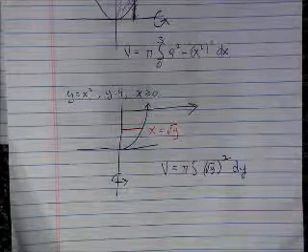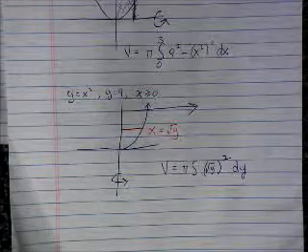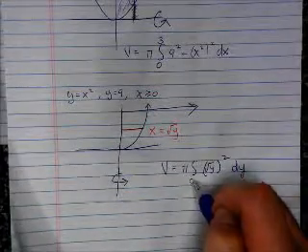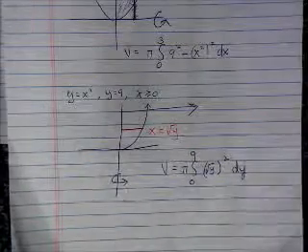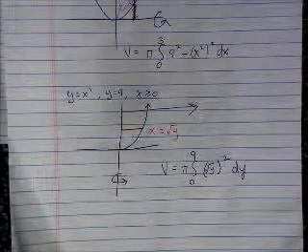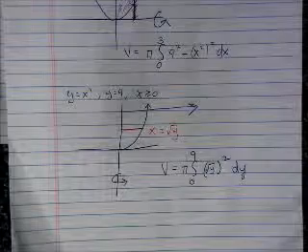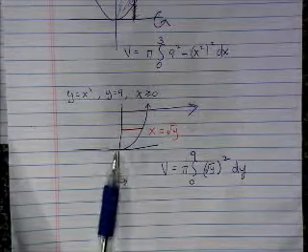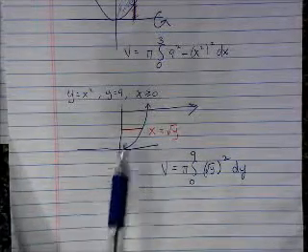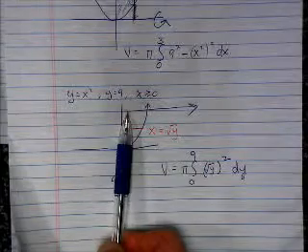What are my bounds of integration? 0 to 9. Excellent. Why is it 0 to 9, not 0 to 3? Because it goes up and down instead of over. Because now we've got to use the y numbers. So now we go from the lowest y number. The lowest y number is 0. The highest y value is 9.